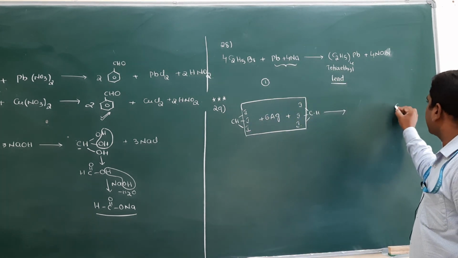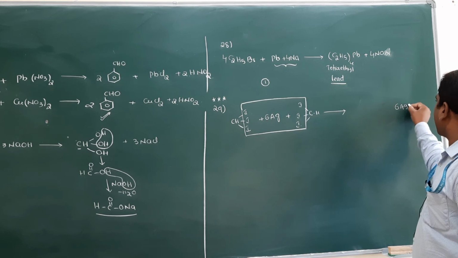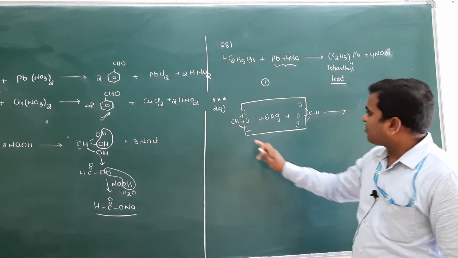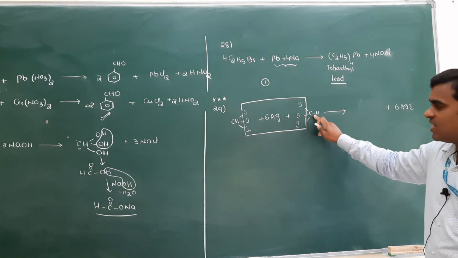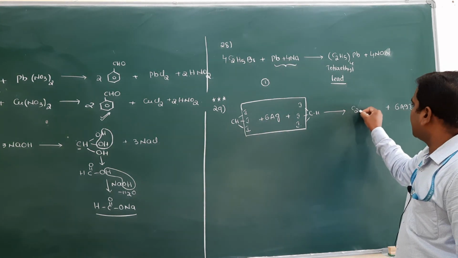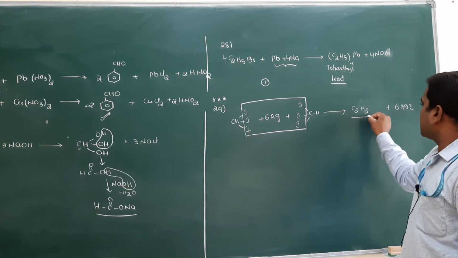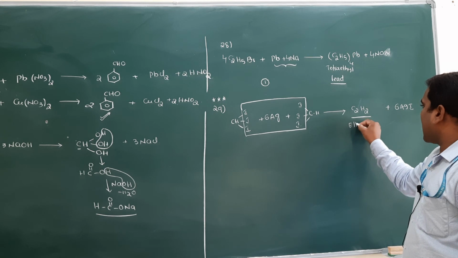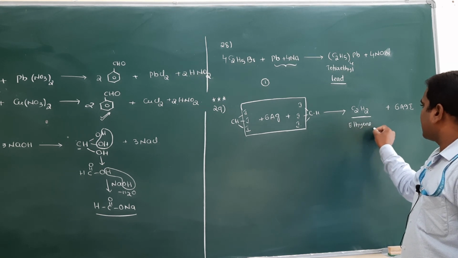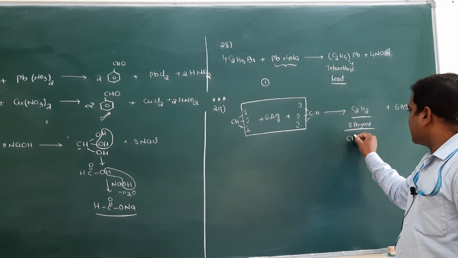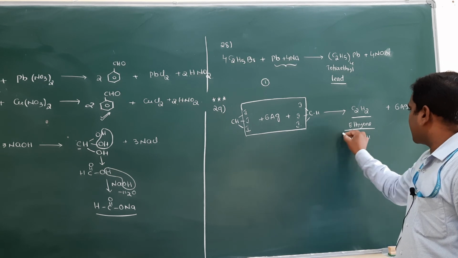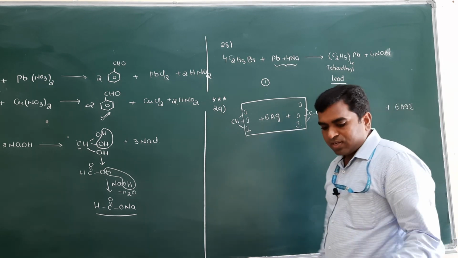Then what will you get? You will get 6 AgI. Plus what is left here? CH and CH. Then what can I call this? C2H2. This C2H2 means what? Ethyne. What can we write here? CH triple bond CH. This is clear. So that is your option.